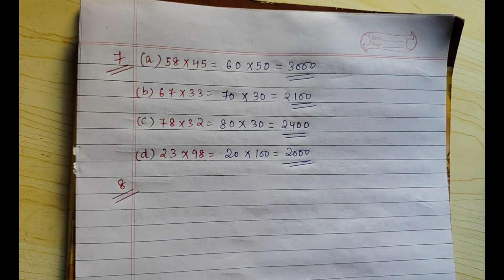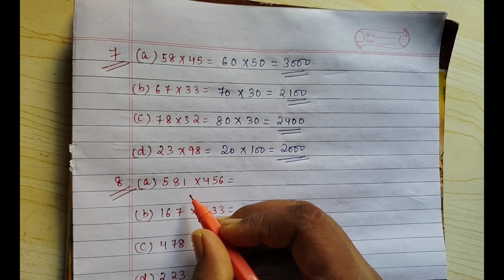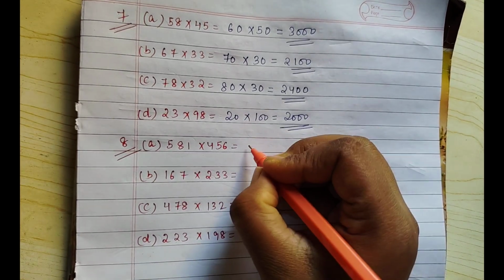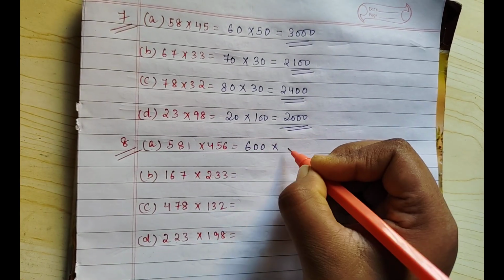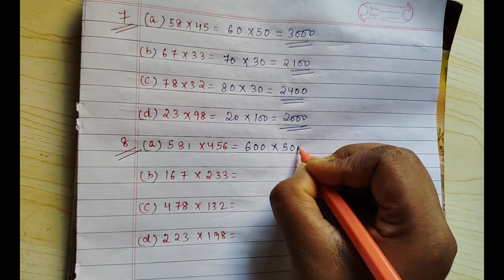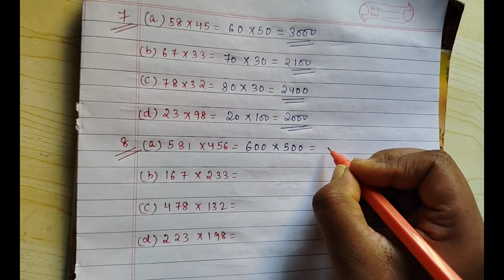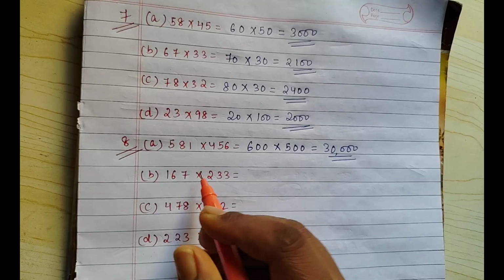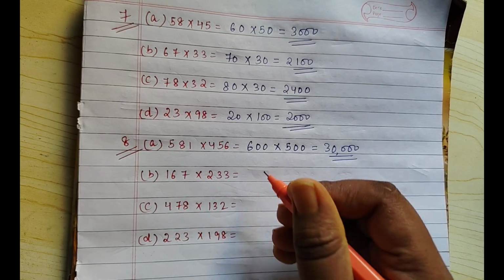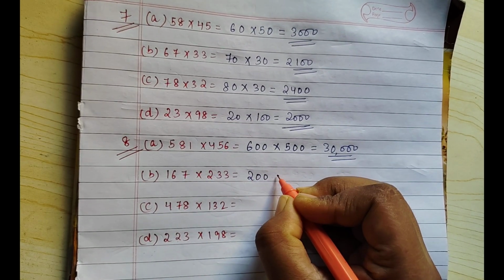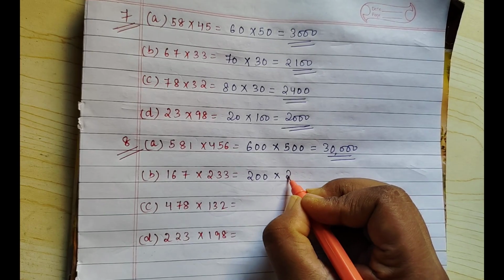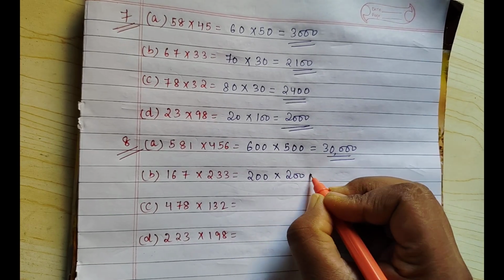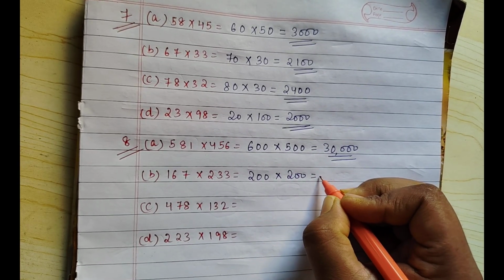Question number 8. Estimate the following products by rounding off each number to the nearest hundreds. 581 should be rounded up to 600. 456 should be rounded up to 500. The answer we get is 30,000. Then 167 should be rounded up to 200 and 233 should be rounded down to 200. We'll get the answer, that is 40,000.